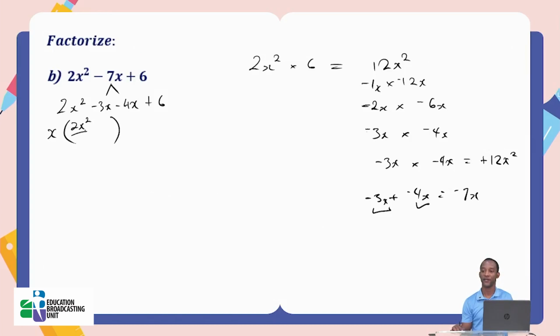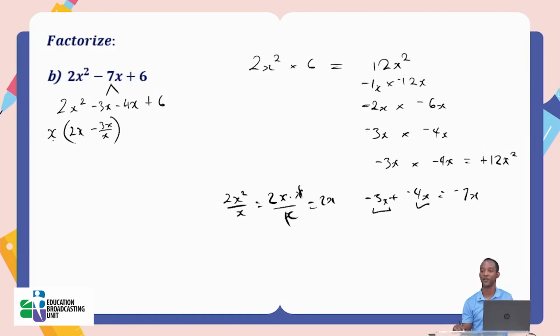So we have 2x squared divided by x, and the minus 3x will also divide by x. Now, when we divide the 2x squared, that's the first term, by x, what would that give us? 2x squared divided by x will leave us with 2x. So we're going to put 2x here.